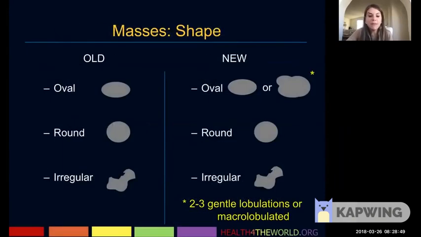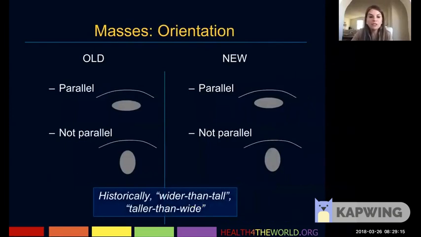So when we talk about masses in the old lexicon versus the new, there has been a slight change, and that's oval now includes anything with 2 to 3 lobulations, or what we previously may have called macrolobulated. So if something has 2 to 3 gentle lobulations, we're going to call that oval in shape. Our other shape descriptors on ultrasound are round or irregular. When we talk about orientation, again, we're going to talk about whether a mass is parallel to the skin surface or not parallel.